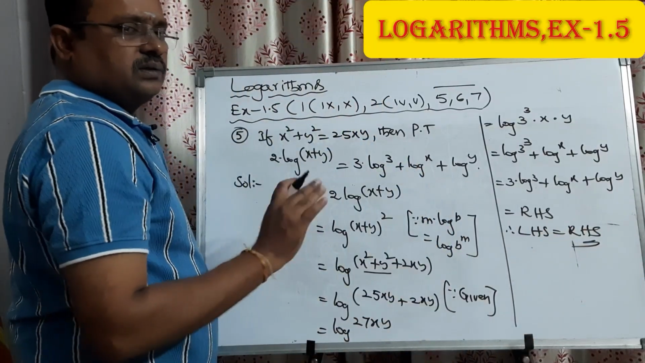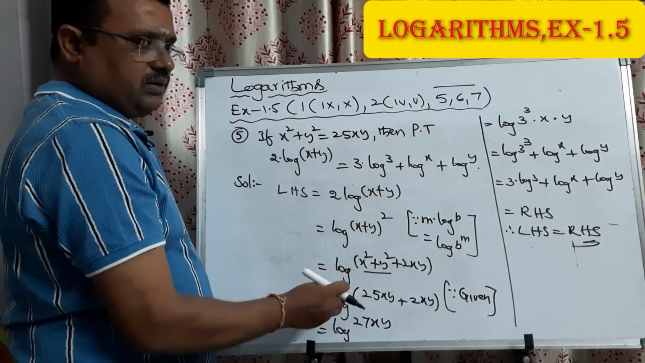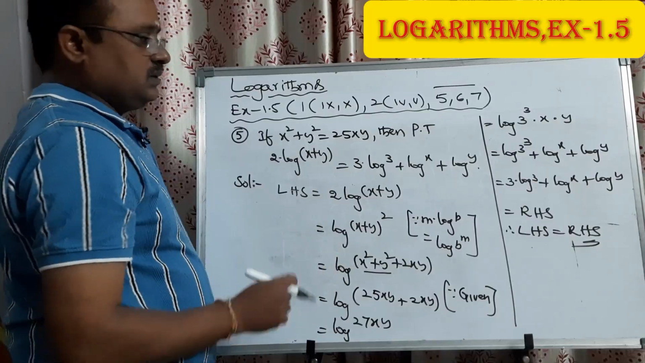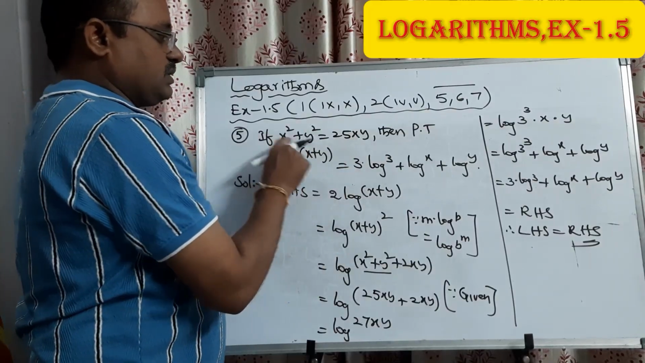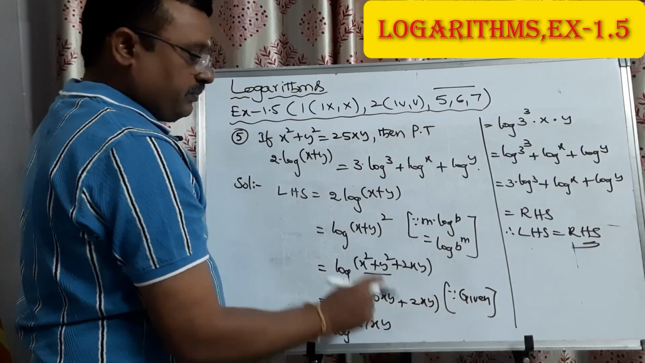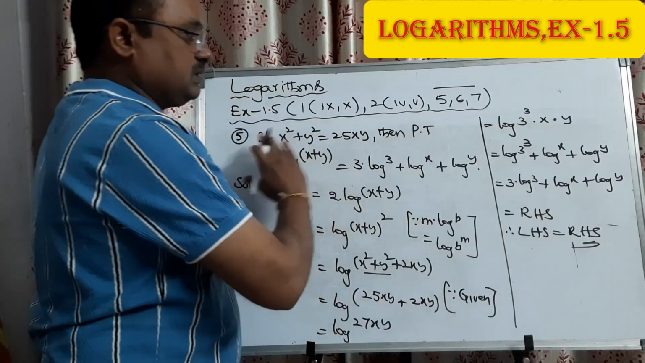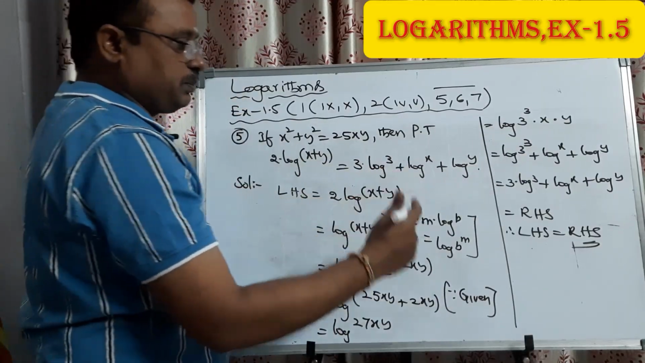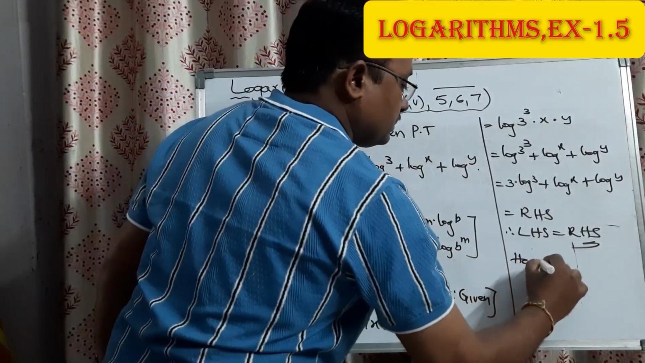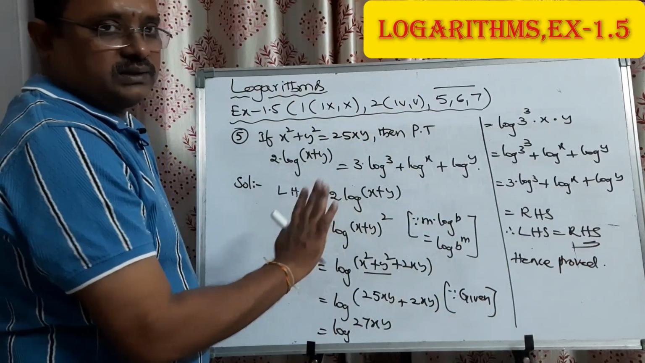That's it. So many models are there to solve this kind of problem. I have taken this one, right? So x square plus y square is 25xy, which we have utilized here by taking LHS. Finally we got RHS. So LHS equal to RHS means the proof is completed. Hence proved. Very important for 4 marks or 6 marks.